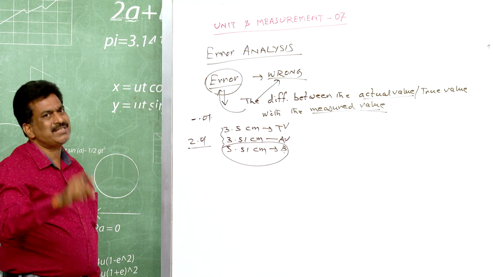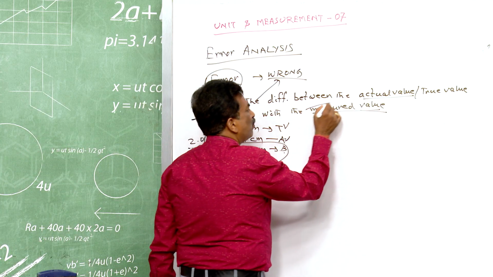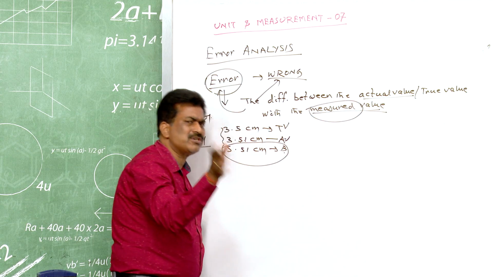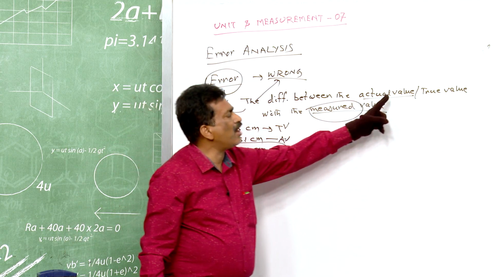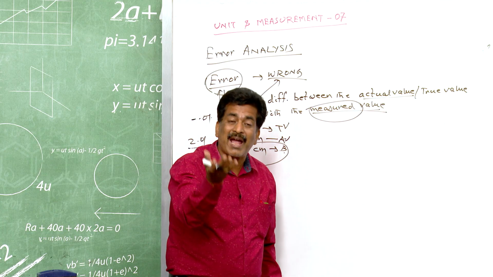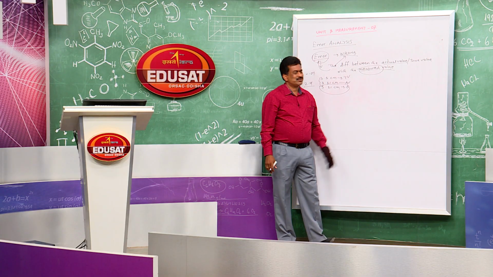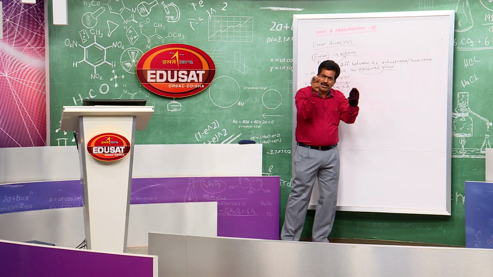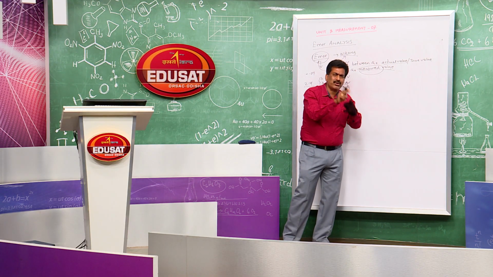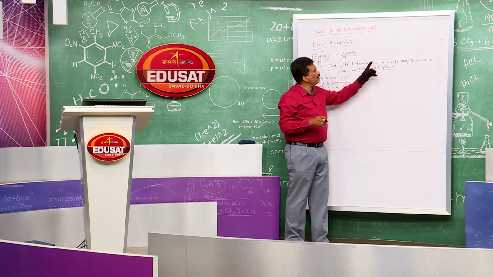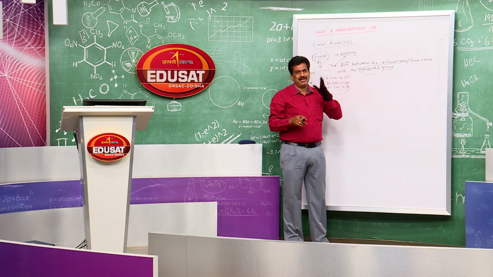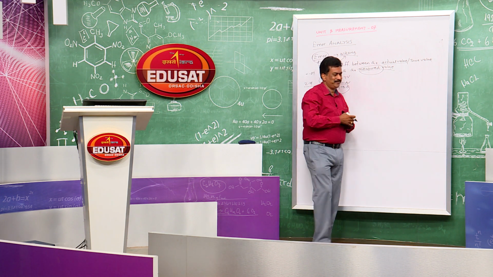But the question here, sir, is what we measured, that is called the measured value. Sir, how will you come to know which one is the actual value? So that actual value must also be a measured value. So how will you find the actual value? Let me give you one example.